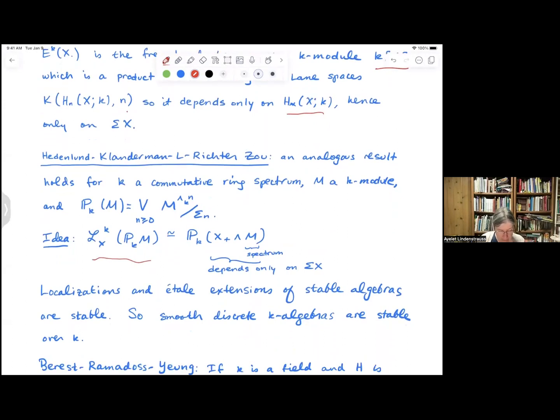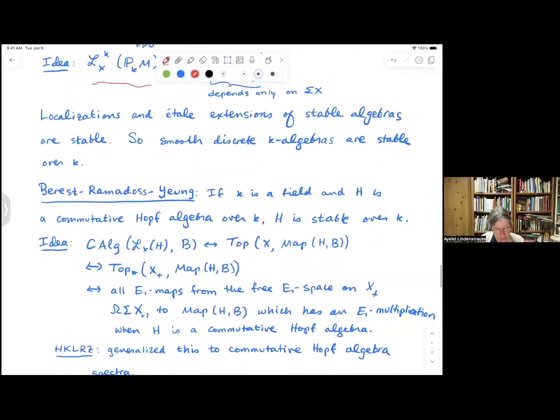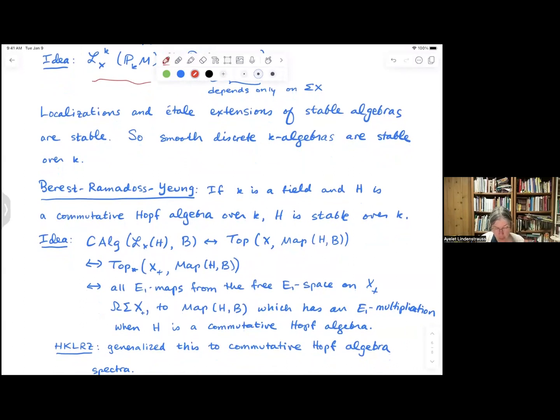So, localizations and étale extensions of stable algebras are stable. So smooth discrete K-algebras are stable over K. And Yuri Berest, Ajay Ramadoss and Wook Yeon Yung showed that if K is a field and H is a commutative Hopf algebra over K, so not that many, but if it is, then H is also stable over K.